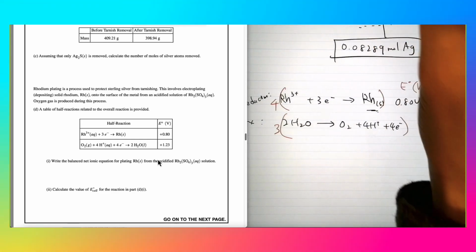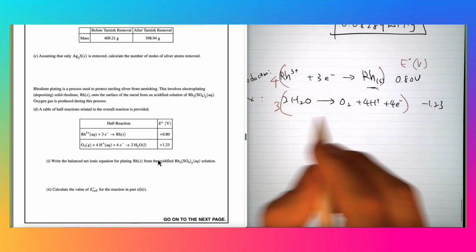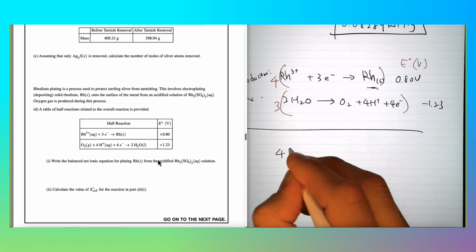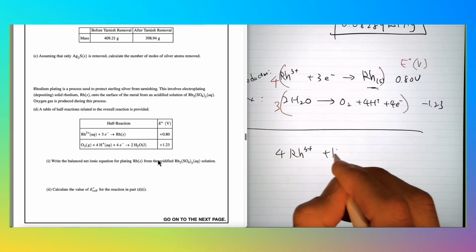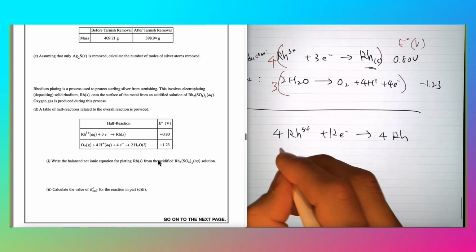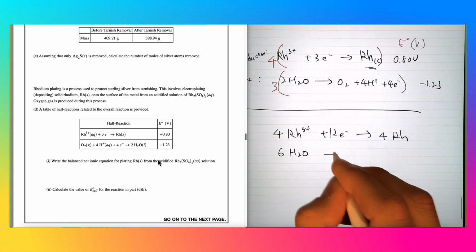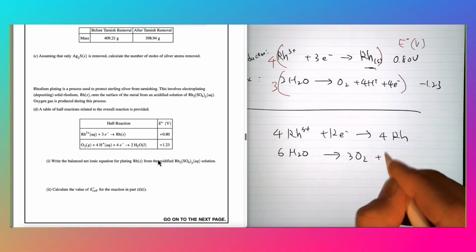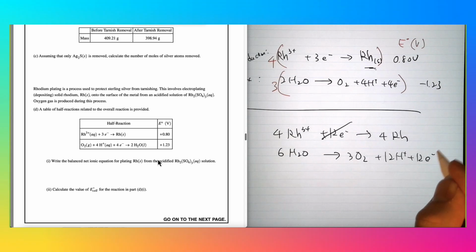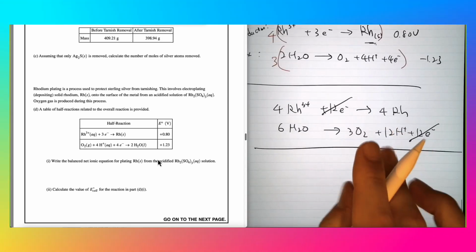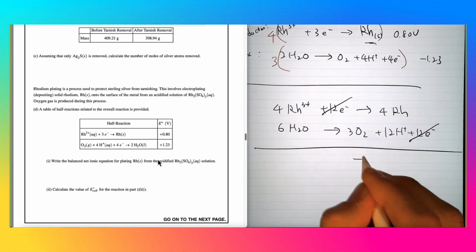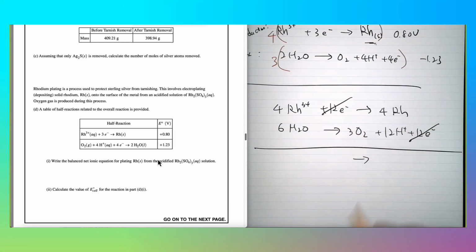But this question still asks us to find the net ionic equation. So you're going to have to show full work. 4 Rh3+ plus 12 electrons, giving you 4 Rh. And here we get 6 H2O, giving you 3 O2, 12 hydrogen ions, and 12 electrons. Notice how the 12 electrons cancel. And we just have to write everything on the reactant side before the arrow, and everything after the arrow.